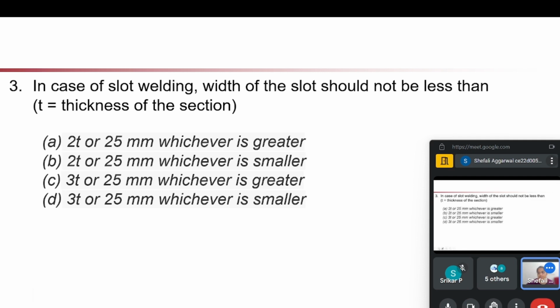This is our next question. In case of slot welding, the width of the slot should not be less than: 2T or 25 mm, whichever is greater; 2T or 25 mm, whichever is smaller; 3T or 25 mm, whichever is greater; 3T or 25 mm, whichever is smaller. What do you think will be the correct answer? C, okay.